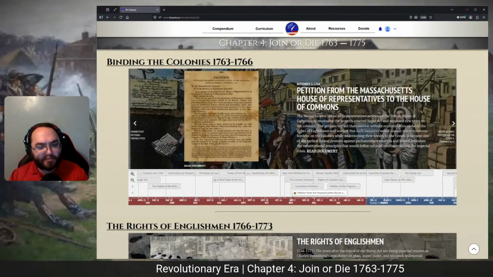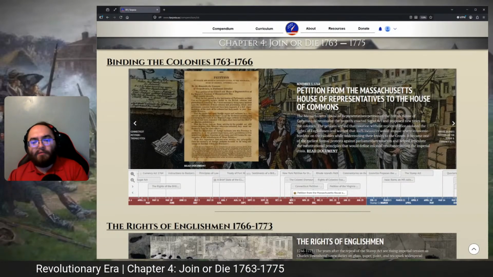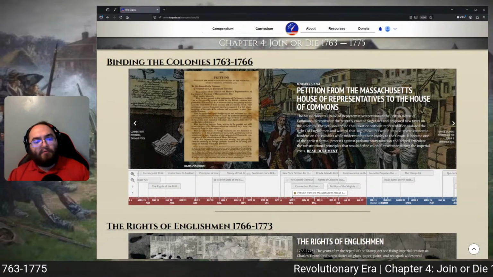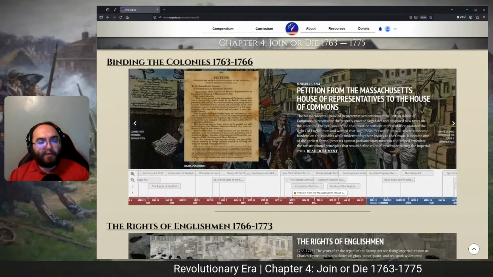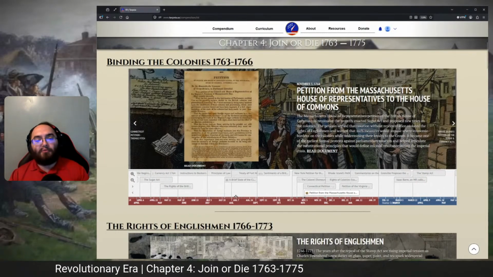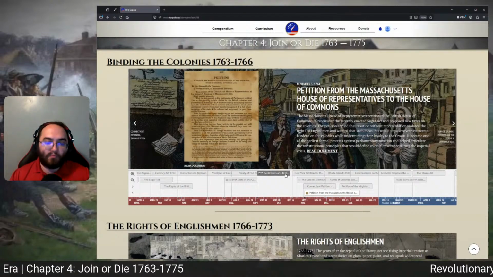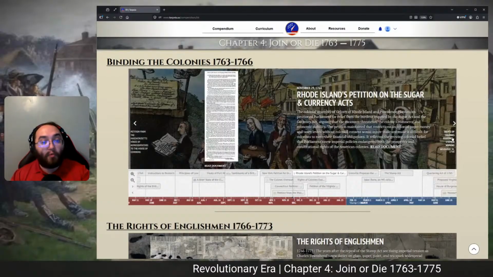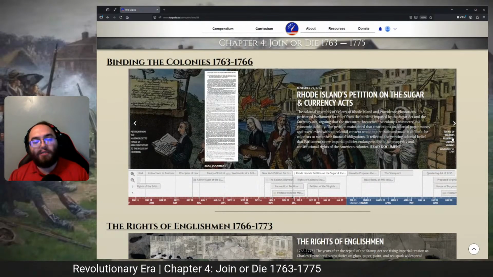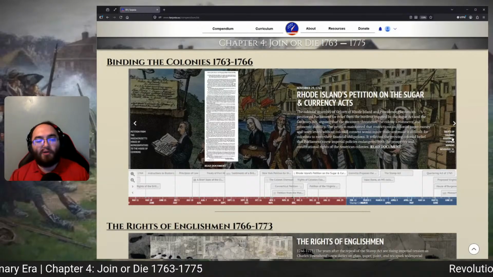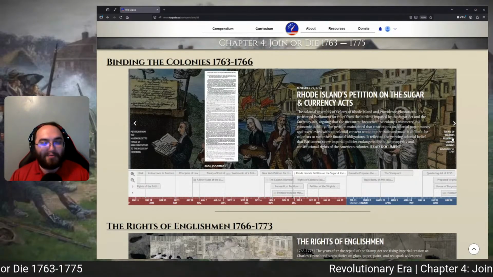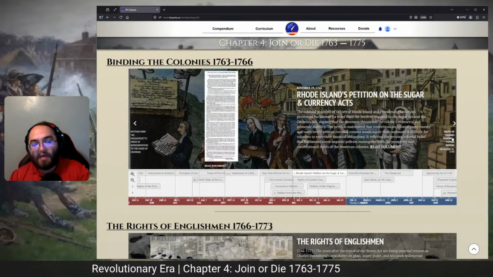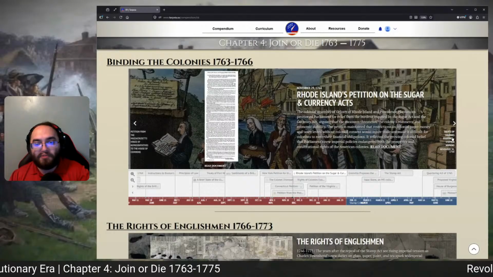Here is Massachusetts' petition, and again, they're going to argue that the idea of English rights is being violated by the Sugar Act, by the Currency Act, and by the pending Stamp Act. The Stamp Act is not yet passed, but news of it going through Parliament has reached the colonies, and so the colonies are proactively complaining about the Stamp Act, while they're complaining about the Sugar Act and the Currency Acts. And then you have Rhode Island's petition of the Sugar and Currency Acts.